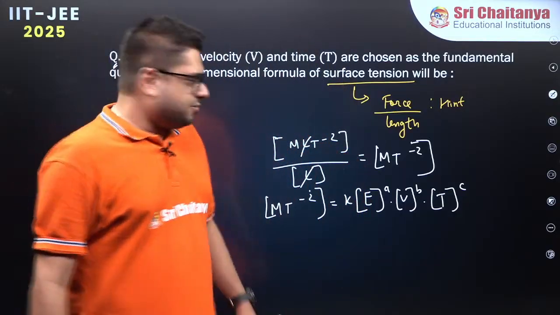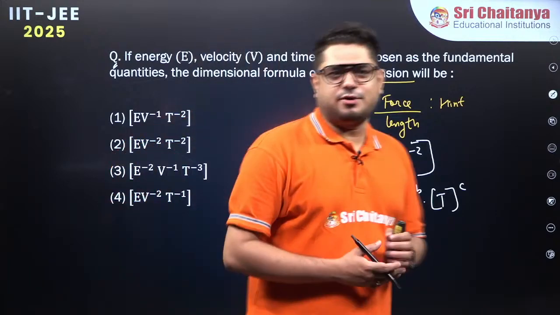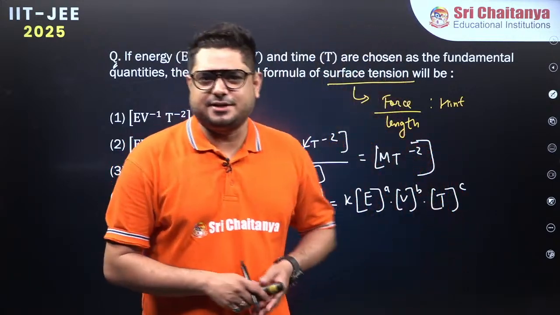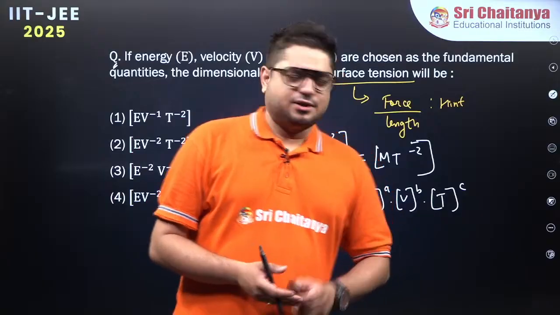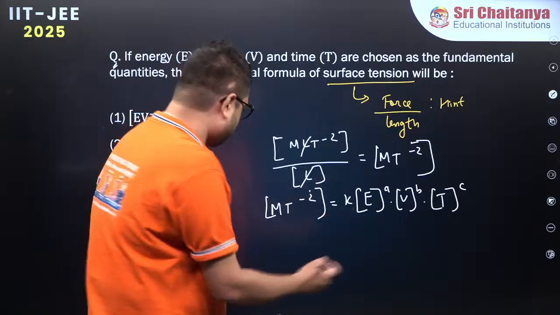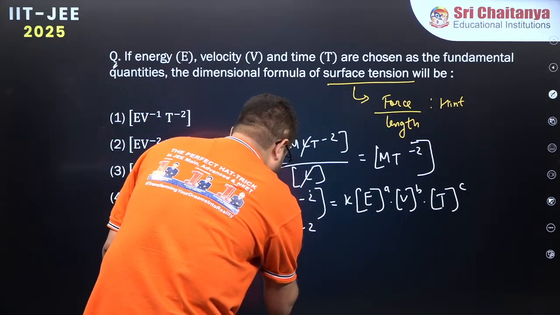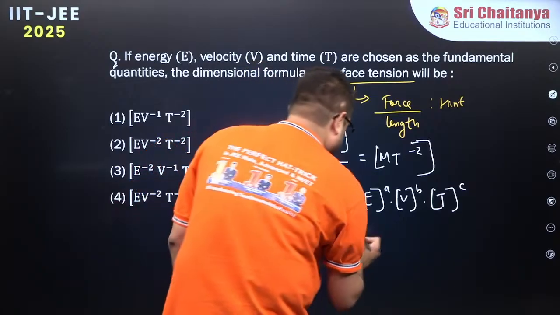So now what needs to be done? You can just try to deduce energy and velocity, because you are able to see that time itself is a fundamental physical quantity. So energy and velocity are the derived quantities. So what we will write over here is MT^-2, going to be equivalent to K.